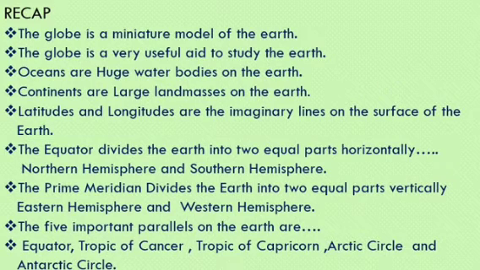Latitudes and longitudes are the imaginary lines on the surface of the earth. The equator divides the earth into two equal parts horizontally, northern hemisphere and southern hemisphere. The prime meridian divides the earth into two equal parts vertically, eastern hemisphere and western hemisphere. The five important parallels of the earth are equator, Tropic of Cancer, Tropic of Capricorn, Arctic Circle and Antarctic Circle.